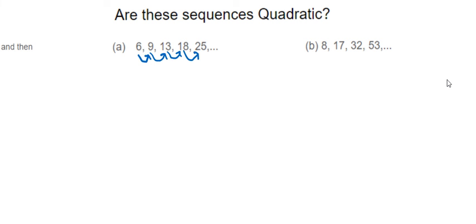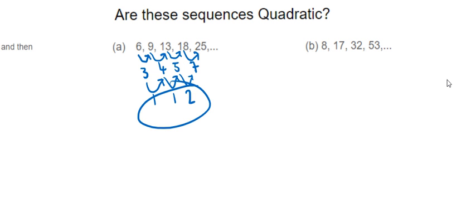the difference between 6 and 9 is 3. The difference between 9 and 13 is 4. The difference between 13 and 18 is 5. And the difference between 18 and 25 is 7. So that's the first difference. For the second difference, the difference between 3 and 4 is just 1. 4 and 5 is just 1. But then the difference between 5 and 7 is 2. So you're not getting the same number each time. Therefore, no, it's not quadratic.